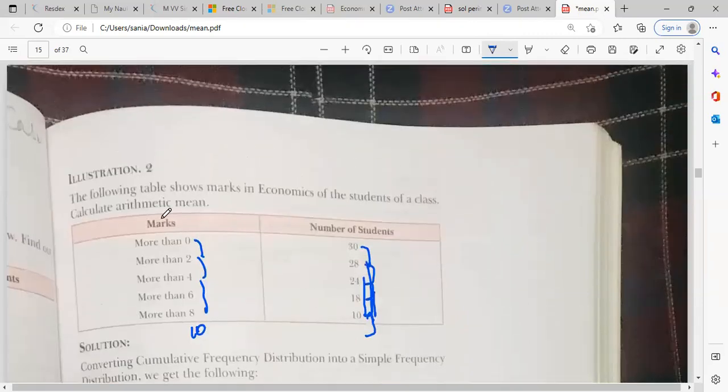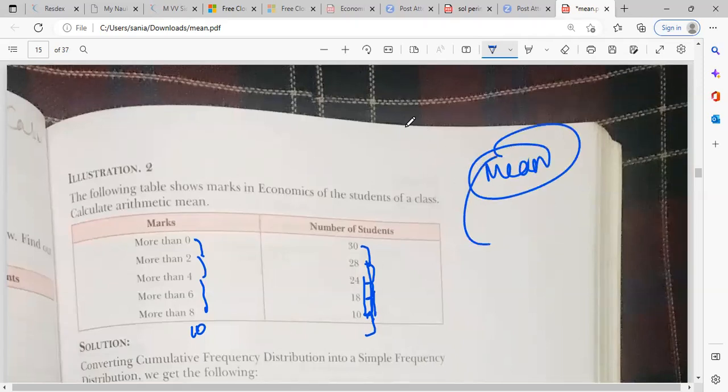Yes, ma'am. So, again, you will solve it like this. You will make a table and then you will find the mean. I hope everyone knows how to find the mean now, right? Yes, ma'am. Okay.